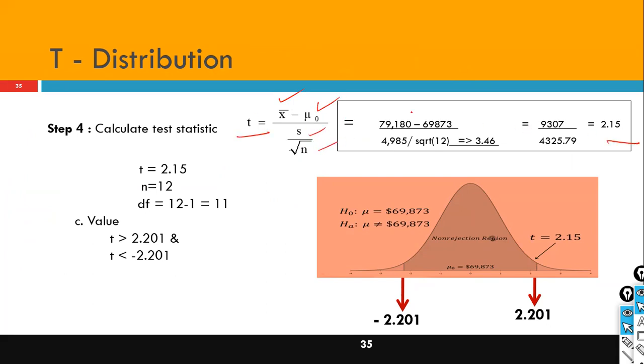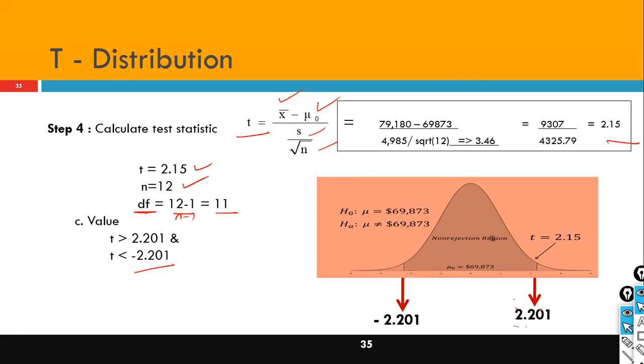So your t-value is 2.15. Your sample size is 12, and degrees of freedom, right? 12 minus 1. 12 is the sample size. N minus 1 is nothing but your degrees of freedom, 11. If the t-value is greater than 2.201 or less than minus 2.201, since it's a two-tailed test, you need to find the two critical values. Left side is minus 2.201, right side is 2.201.